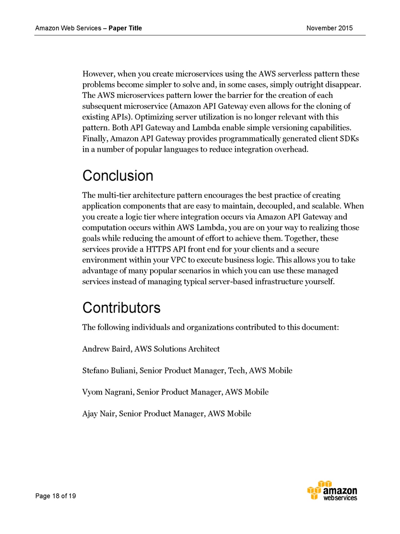Conclusion: the multi-tier architecture pattern encourages the best practice of creating application components that are easy to maintain, decoupled, and scalable. When you create a logic tier where integration occurs via Amazon API Gateway and computation occurs within AWS Lambda, you are on your way to realizing those goals while reducing the amount of effort to achieve them. Together, these services provide a HTTPS API front end for your clients and a secure environment within your VPC to execute business logic. This allows you to take advantage of many popular scenarios in which you can use these managed services instead of managing typical server-based infrastructure yourself.